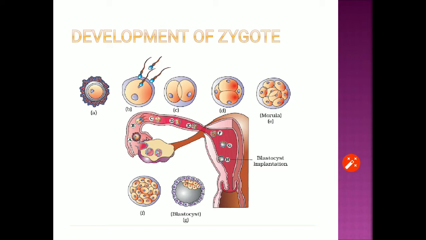Now the second topic of the day is development of zygote. The picture is showing the secondary oocyte, that is A, and many sperms coming towards the ovum, and one of the sperms is able to penetrate the layers and fuse with the ovum. After the formation of the zygote, it undergoes successive mitotic divisions called cleavage, and the daughter cells are called blastomeres. All these are the stages of the developing embryo.